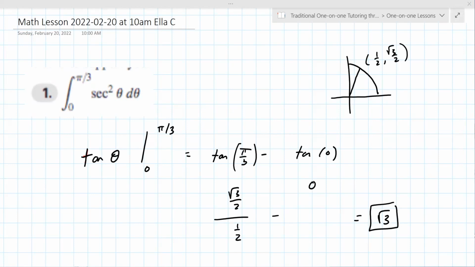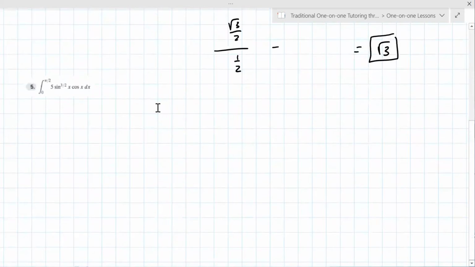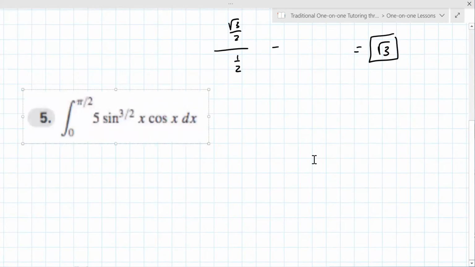Okay, number 5, every other odd is what I saw there, and let me know if I go down the wrong path here. I mentioned, I think we talked about this, whenever you get a sine and a cosine pair like this, you always make your u the one that's to the power. At least in this class. There's some variations on that. Your du is cosine x dx.